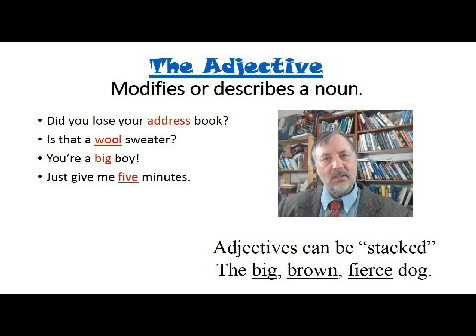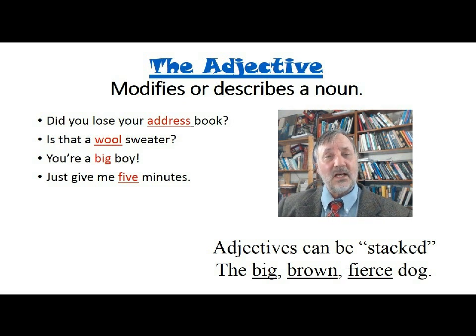So we remember a noun is a person, place, or thing, right? And in modifying or describing, we mean that it changes the noun or adds some specificity to it. So, for instance, did you lose your address book? Not just any book, but the address book. Is that a wool sweater? You know, I don't want any of the synthetic material. I just like wool. You're a big boy, which oddly enough we only say to boys who are not big boys. Okay, anyway, just give me 5 minutes.